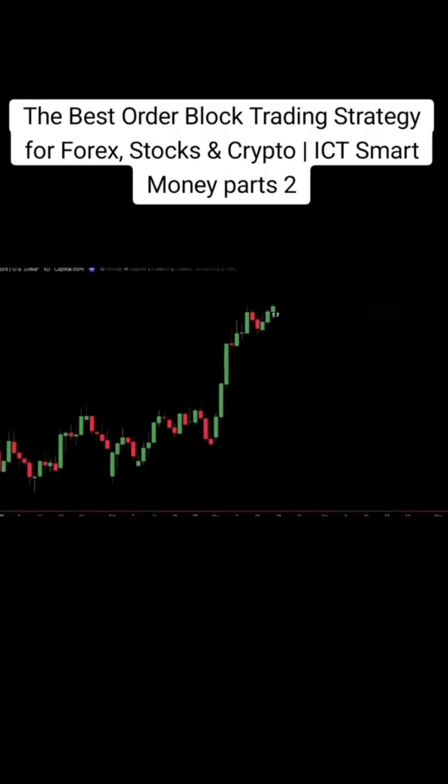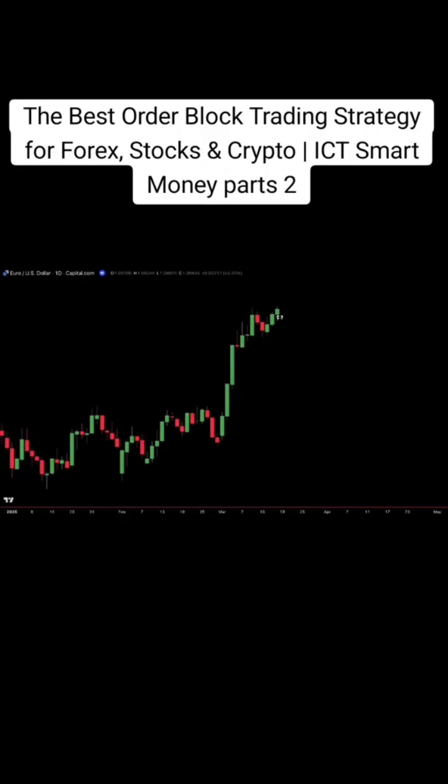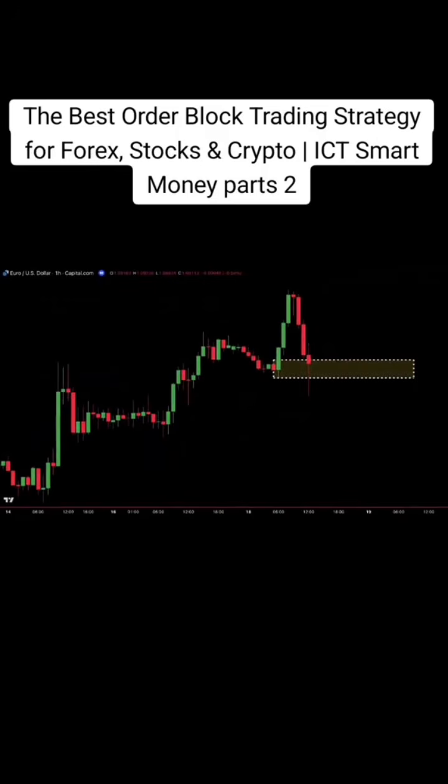Now, before entering, we check the higher time frame. Since we're on the 1 hour chart, our higher time frame is the daily chart. On the daily, we can clearly see the market is also trending upward, perfectly aligned with our 1 hour setup. With that confirmation, we go back to the 1 hour chart and set up the trade.